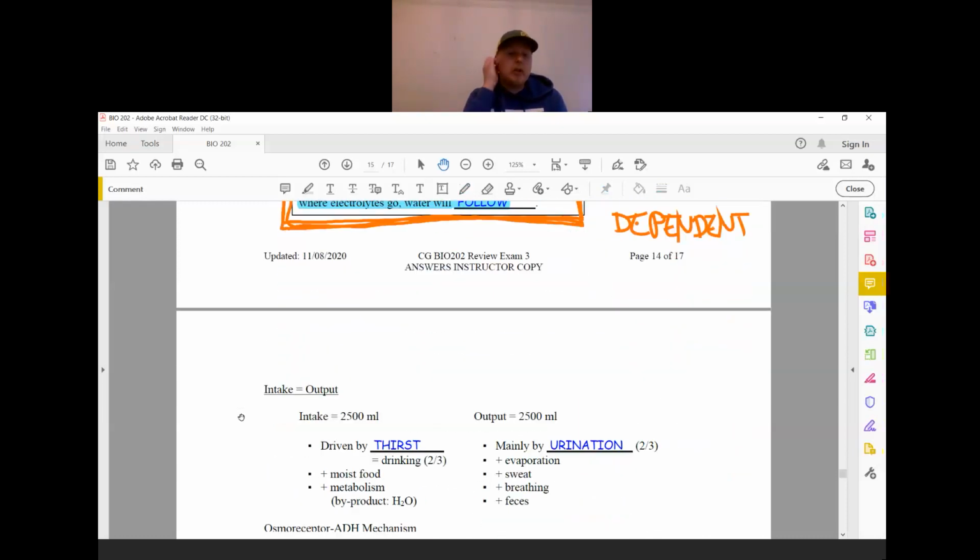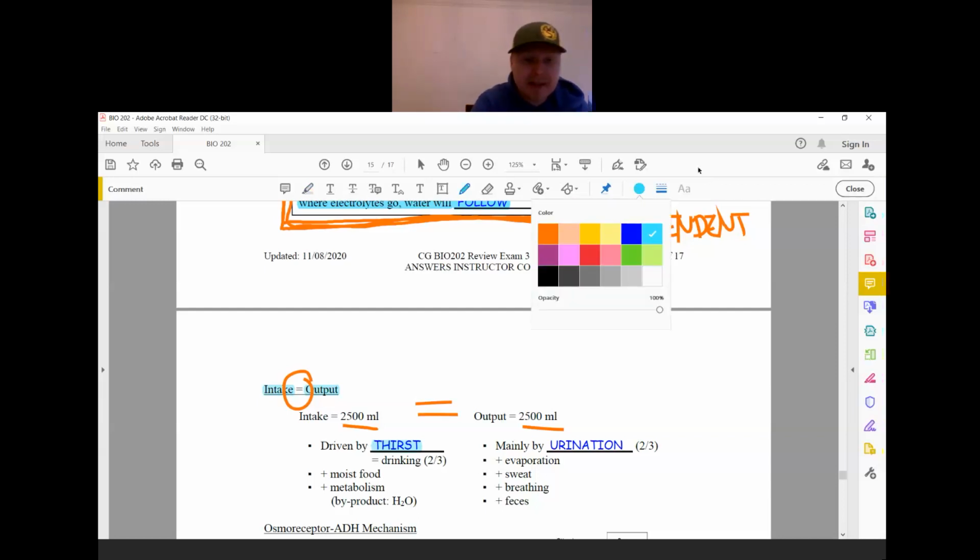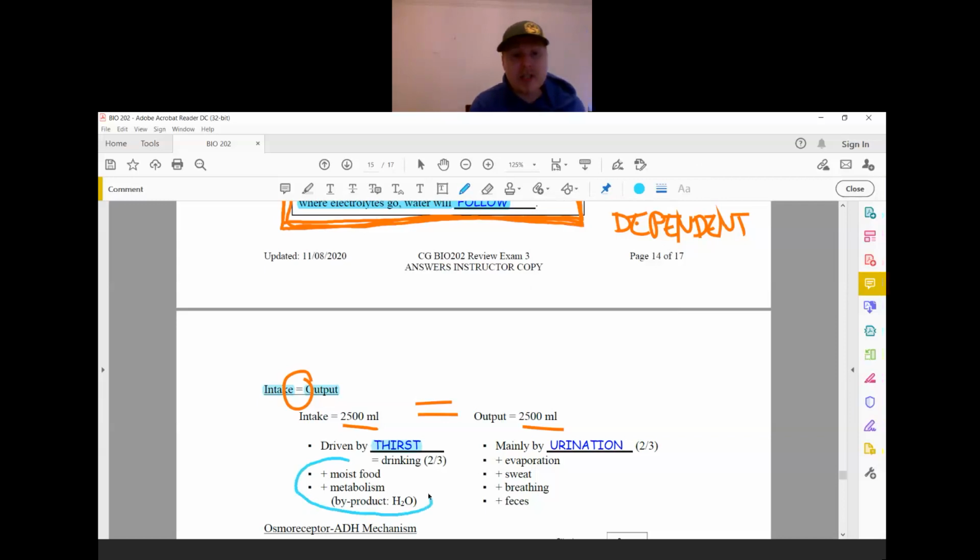Okay, let's have a look at the amount of water intake and amount of water output. One thing that we notice right off the bat is that these should be equal. We should be taking about the same amount of water in as we are putting out to remain in balance. The main driving force for water intake is the thirst. So you get about 2/3 of all the water in your body simply by drinking. In addition, small amounts through moist food, and as a byproduct of metabolism, water often results as well.